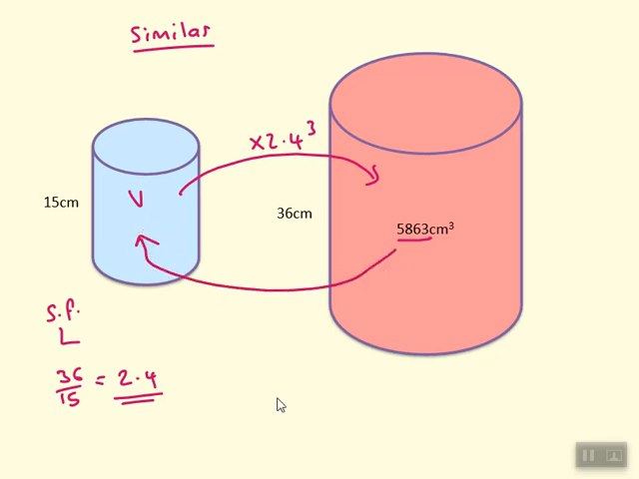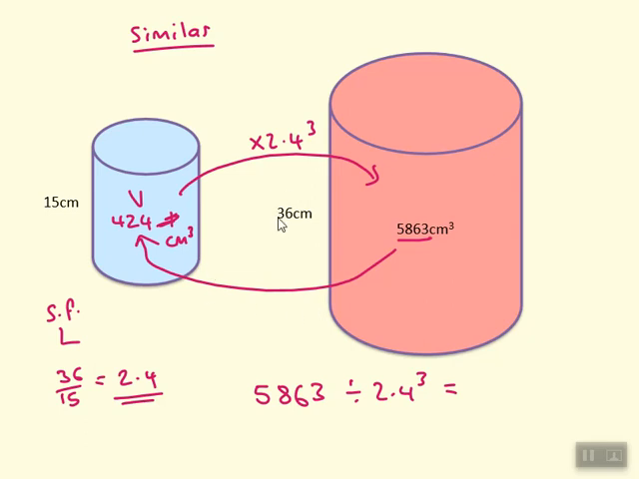So we have the volume of the larger one, and we want to go back to the volume of the smaller one. So we have to take the 5,863 and divide it by 2.4 cubed. Okay, so we're working backwards. We know the scale factor for the volume is 2.4 cubed to go from the small one to the big one, so to go backwards, we have to divide by it. So 5,863 divided by 2.4 cubed is roughly 424.117. Actually, that's to the nearest whole number, so let's just put 424 centimeters cubed.